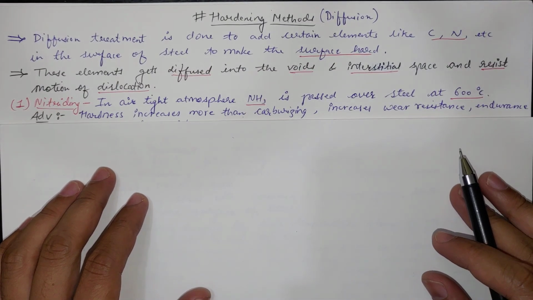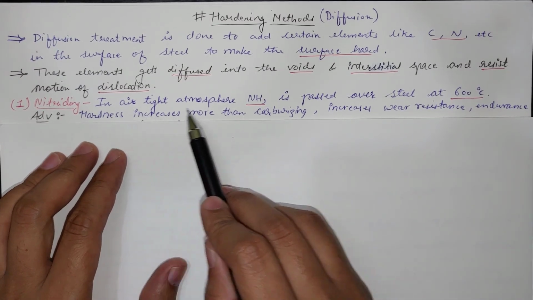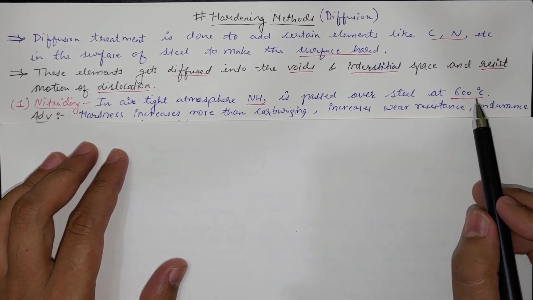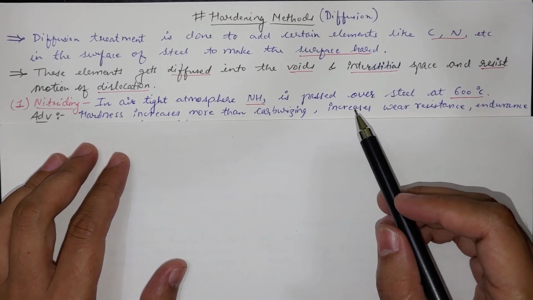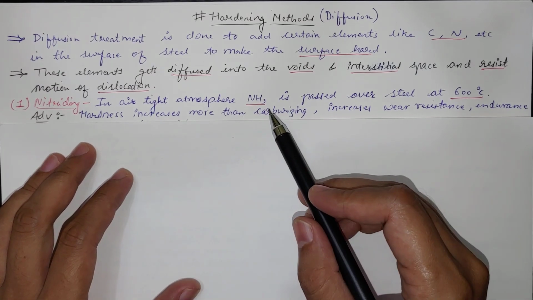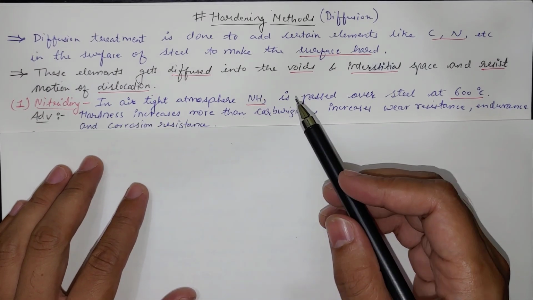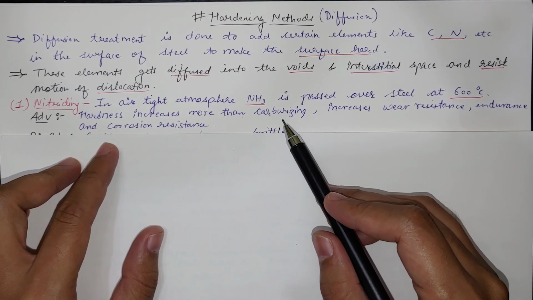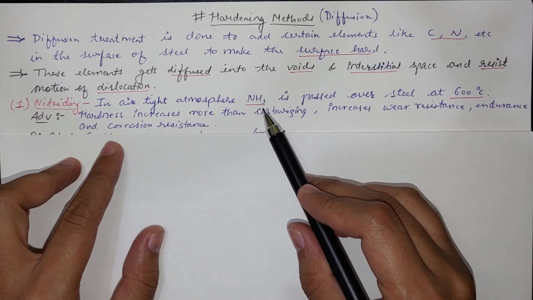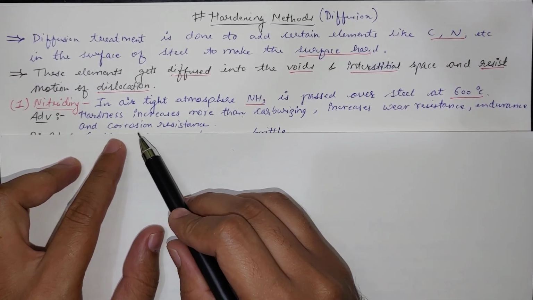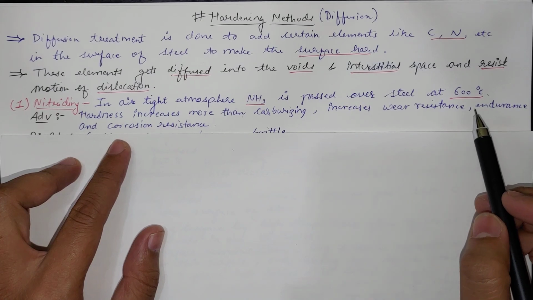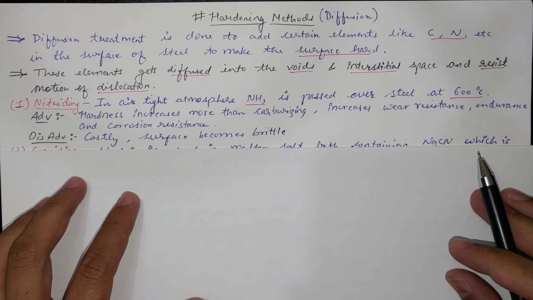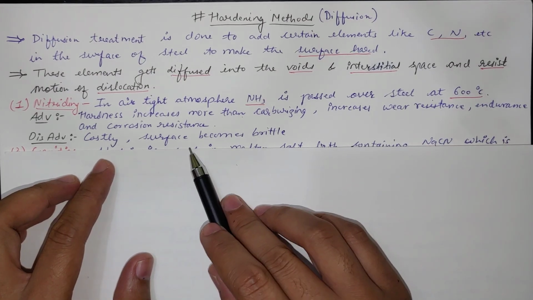The first method is nitriding. In nitriding we take an airtight atmosphere and NH3 is passed over the steel continuously, and at 600 degrees Celsius this process takes place. Nitrogen atoms are diffused inside the surface of the steel, and the main advantage is hardness increases more than carburizing. In carburizing we add carbon, in nitriding we add nitrogen by ammonia gas. Hardness is increased, and corrosion resistance, wear resistance and endurance limit are also increased. The disadvantage is it is very costly and the surface becomes brittle.